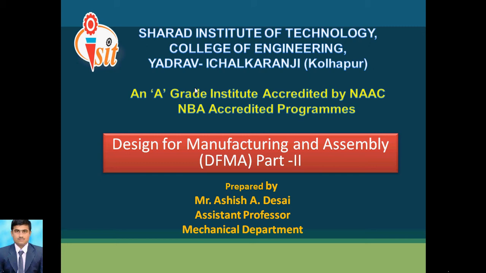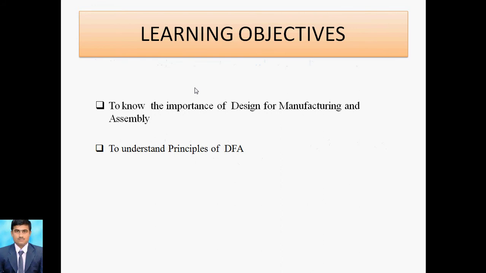Today we are going to discuss design for manufacturing and assembly, part two. First of all, we will look at the learning objectives. The first learning objective is to know the importance of design for manufacturing and assembly. The second learning objective is to understand the principles of design for assembly.